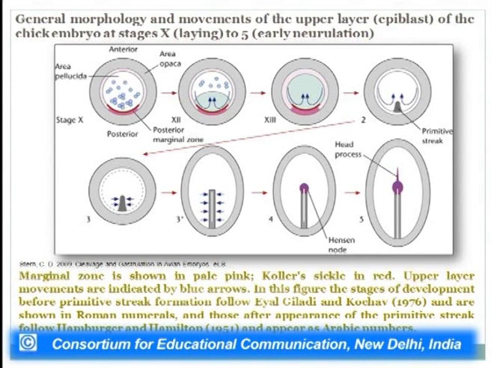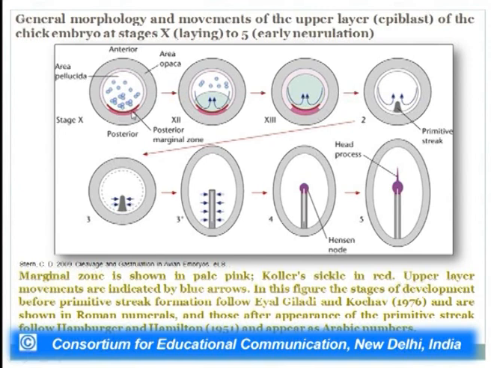Now, reviewing again the general morphology and movements separately, how the ectodermal, endodermal and mesodermal layers are moving. The first is the general morphology and movements of the upper layer or the epiblast of the chick embryo at stages from the 10th stage when it is laid to the 5th stage when the early neurulation is starting. So, you can see that this is the anterior and this is the posterior. This is the posterior marginal zone where the colar sickle was present.